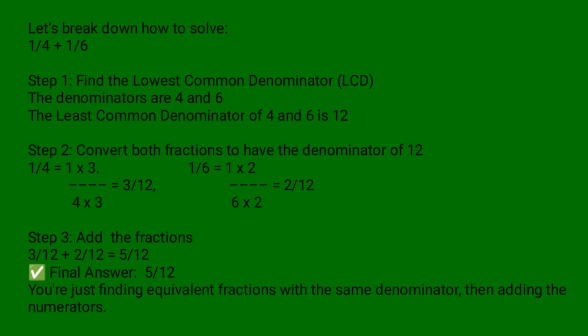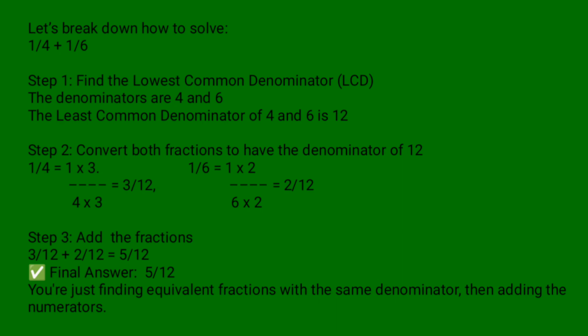Now the denominators are the same, but the numerators are different. We now have to add the fractions together. 3 over 12 plus 2 over 12 will give you 5 over 12. The final answer for this is 5 over 12. This is as simple as just finding equivalent fractions with the same denominator and adding the numerators.